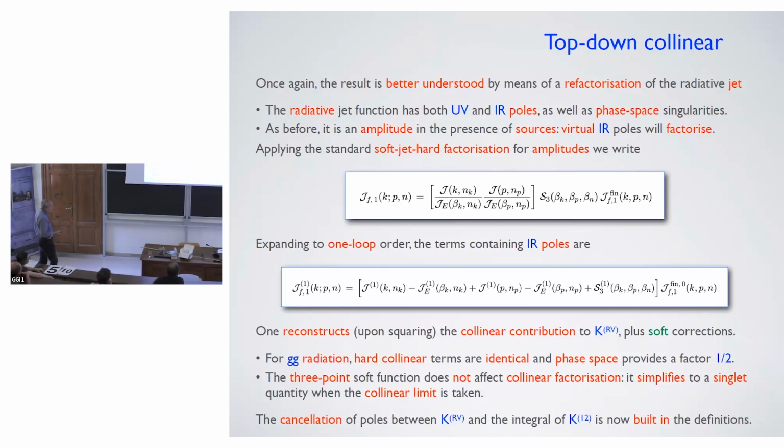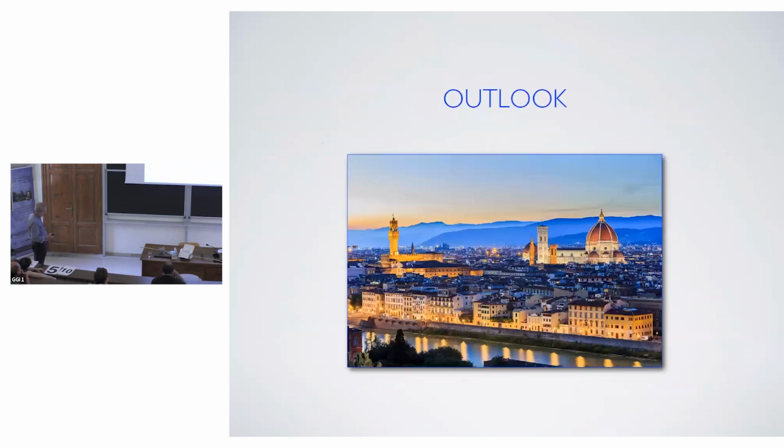And in this way, if you work this way, which we have not fully implemented, but now we have a proof of principle, this cancellation of poles between the integral of K12 and KRV is automatic. But you have to be a bit careful about adding and subtracting, right? Not double counting the pieces that are present in the soft and in the collinear. Be careful and count them only once. So yes, the outlook is very nice, as you have probably checked from Piazzale and Michelangelo.